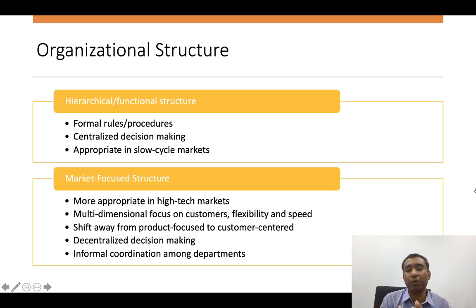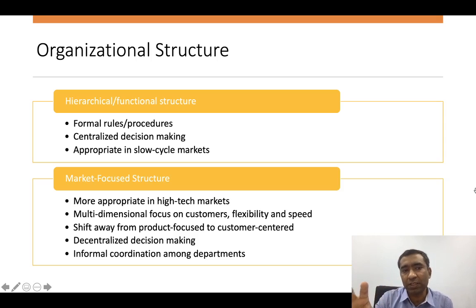So they will focus on the customer. They will provide products with flexibility, meaning that customization may be possible, and also delivery speed would be there. Right in time, flexible, and fulfilling the needs of the customer. That is the focus of market oriented structure. A shift away from product focus to customer centered.